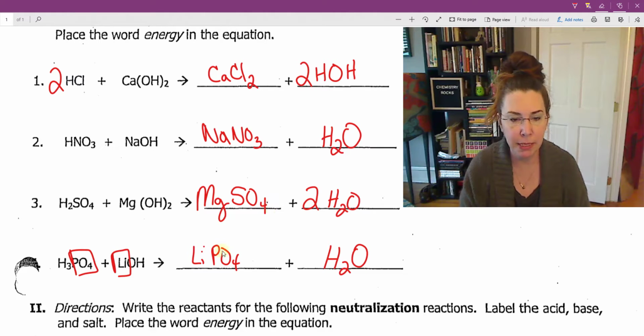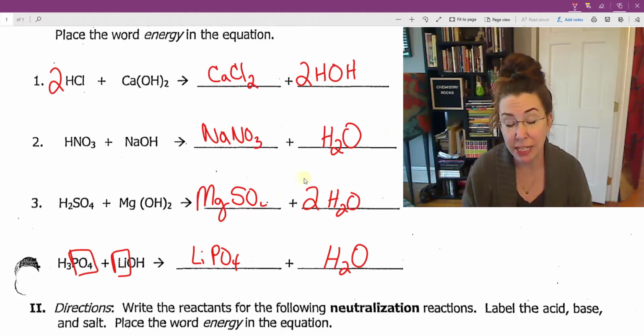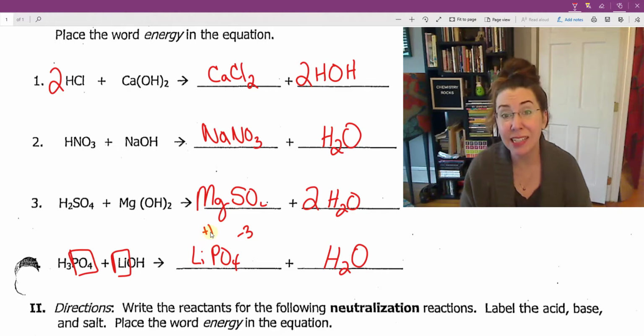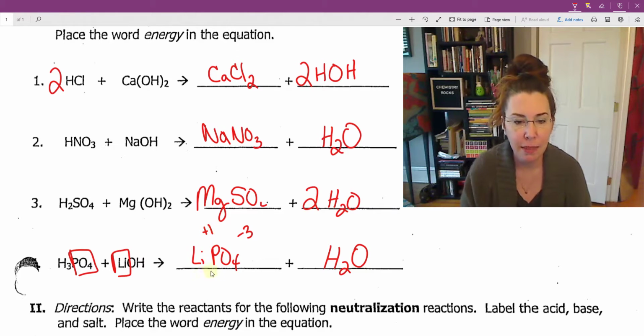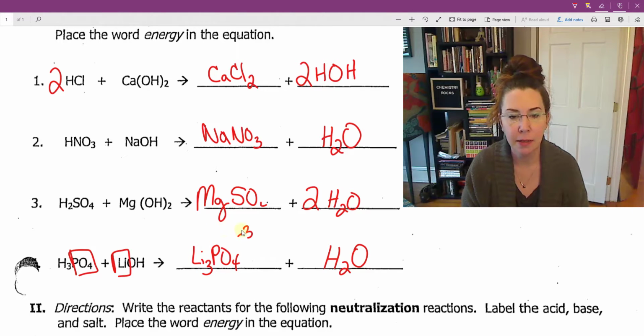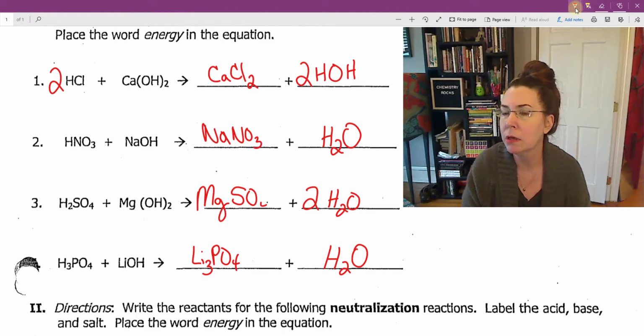And the problem is that lithium is group 1, and phosphate has a charge of -3. So if you look at this, we've got +1, we've got -3. When we do our crisscross, that means that this formula is correctly written as Li3PO4. And that's where a lot of you got thrown when you did this.